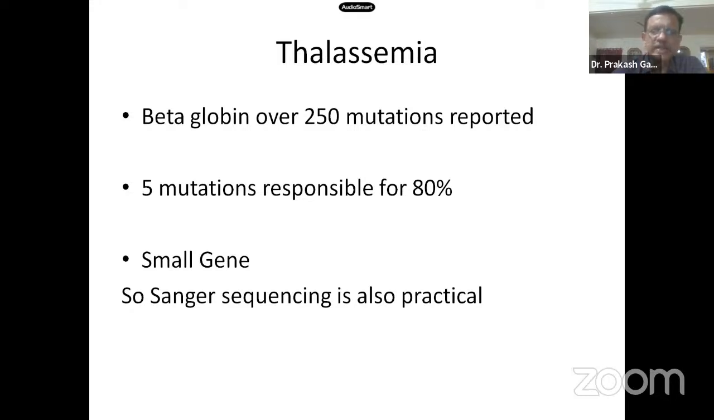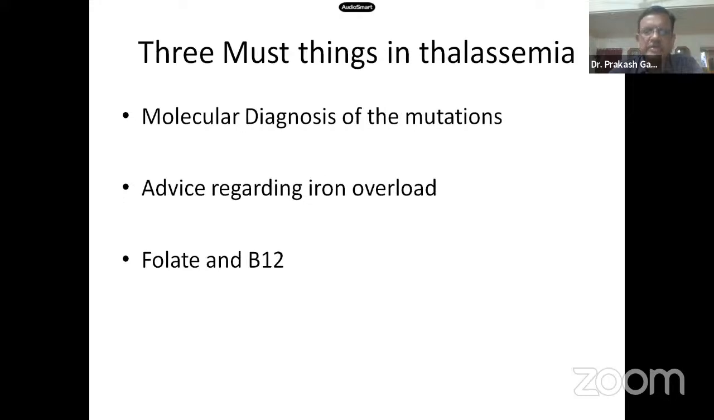So conventional Sanger sequencing is also practical because it is not that costly as other tests. So three things that we must do in thalassemia: even if your diagnosis is ready with your HbF and clinical picture, still try to study the molecular diagnosis, because that will give you a backbone for your prenatal diagnosis. You can target the prenatal diagnosis within time.